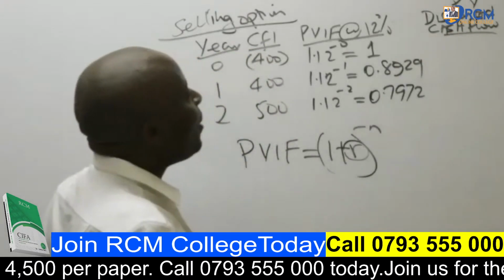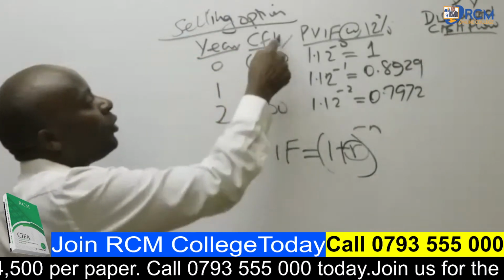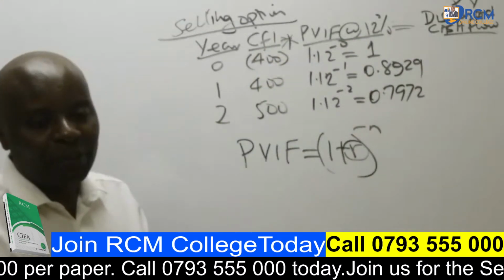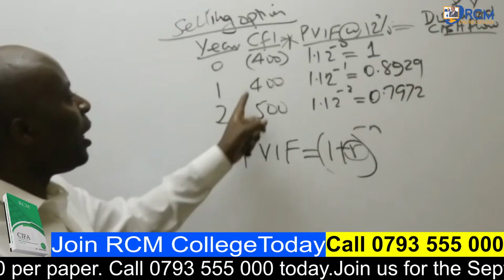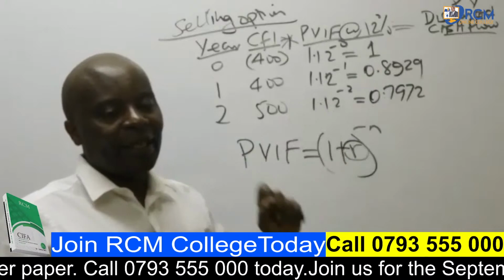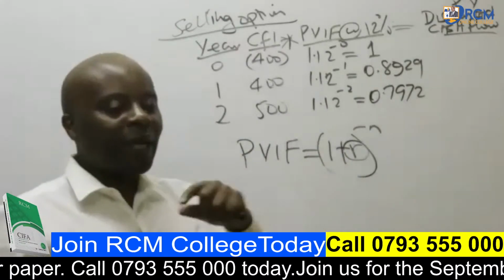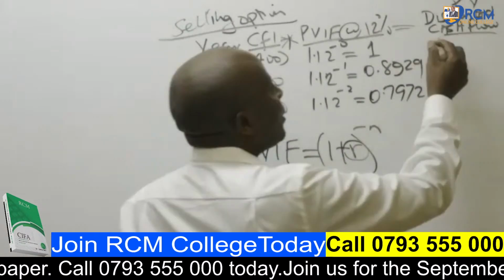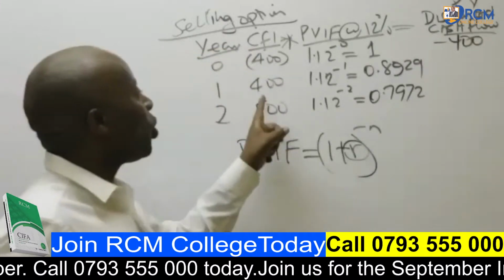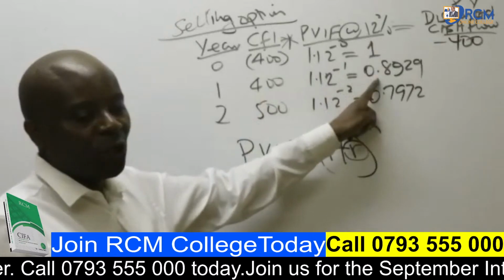And for me to get the present values, what do I do? I'll take the cash flows and multiply them with the PVIFs. So we have here minus 400 times 1. You give me a figure to write. The answer here is minus 400. From there, we go for the second one. Second one, we have 400 times 0.8929.